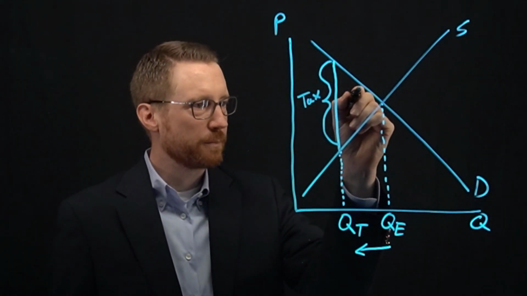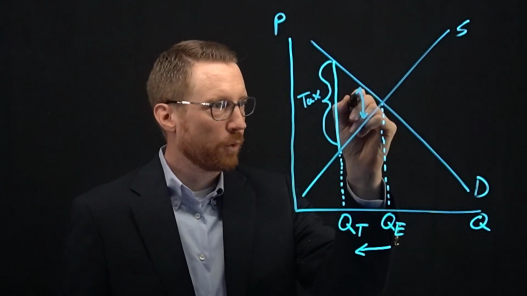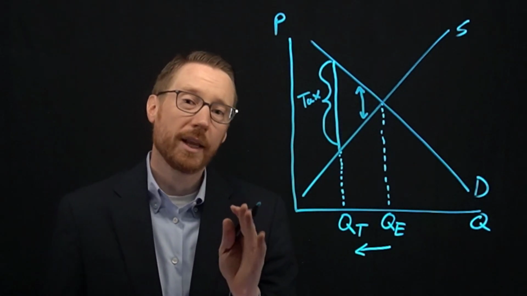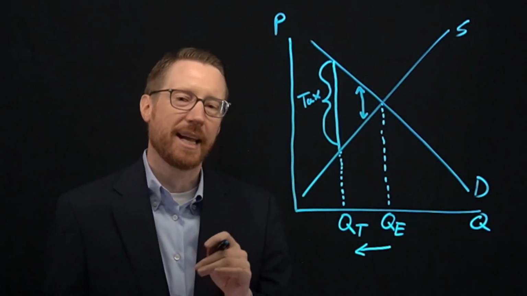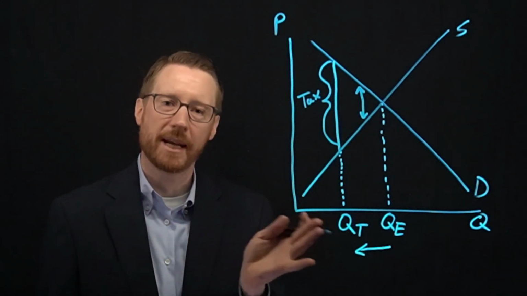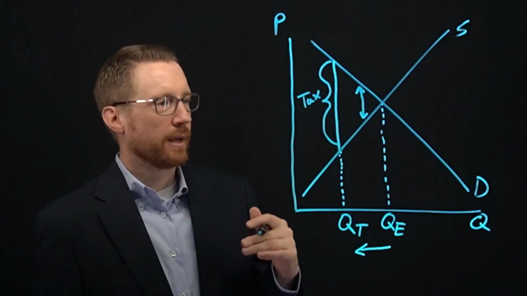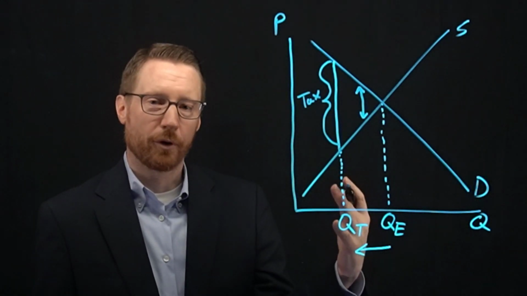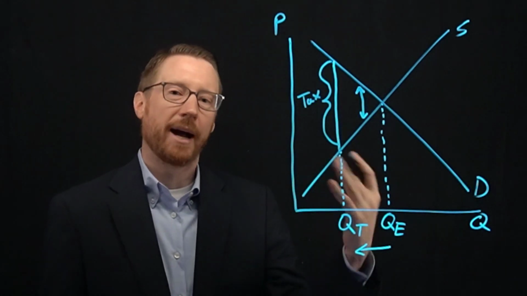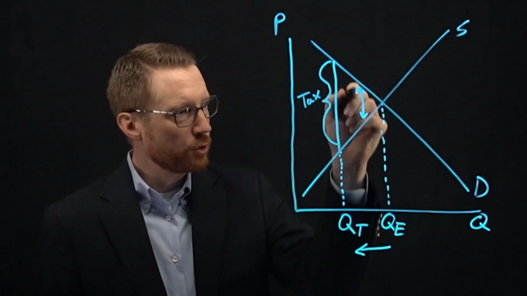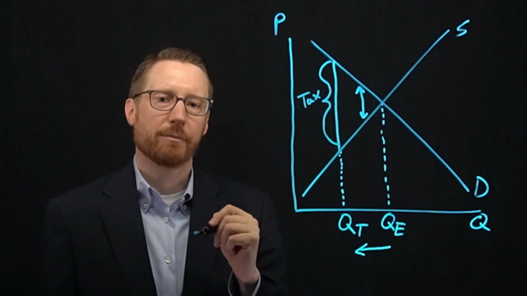This difference between what the buyer is willing to pay and what the seller is willing to sell at, that's the gain from trade. That's what makes both sides better off. The seller is selling for more than they would be willing to sell for, and the buyer is buying for less than they would be willing to pay. This difference between those two curves, that's the gain from trade.